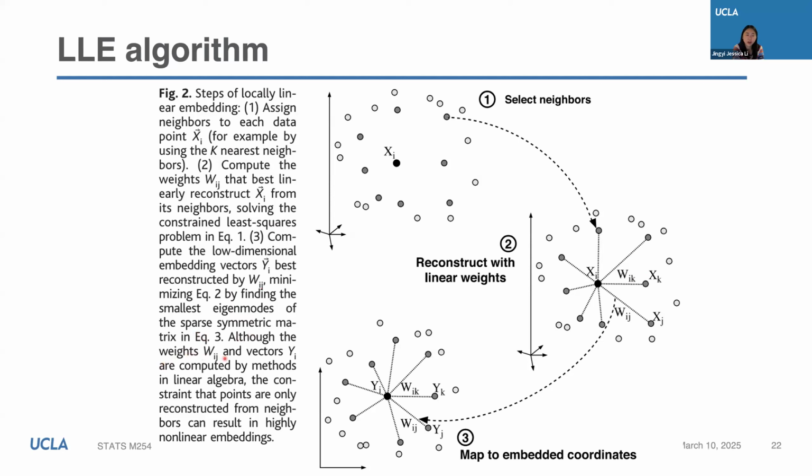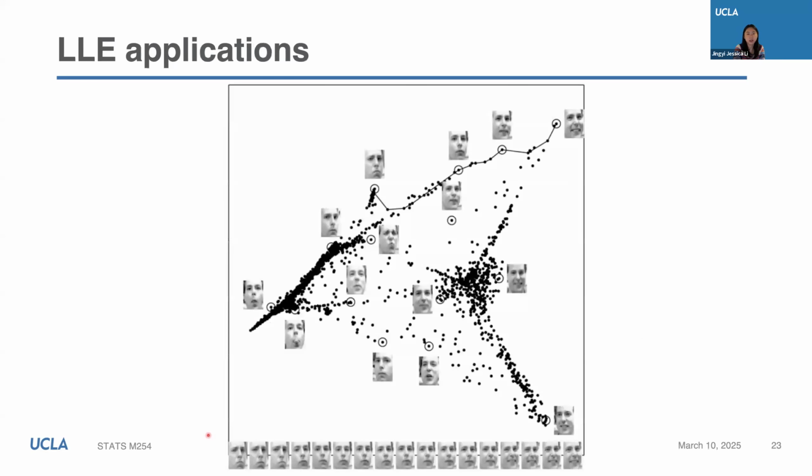Although the weights Wij and vectors Wi are computed by methods in linear algebra, the constraint that points are only reconstructed from neighbors can result in highly nonlinear embeddings. So essentially, you're doing something like PCA, but in a very local way. You're doing the linear dimension reduction locally, but you are not using all n data points, because there may not be a linear subspace. Okay, that's the LLE algorithm.